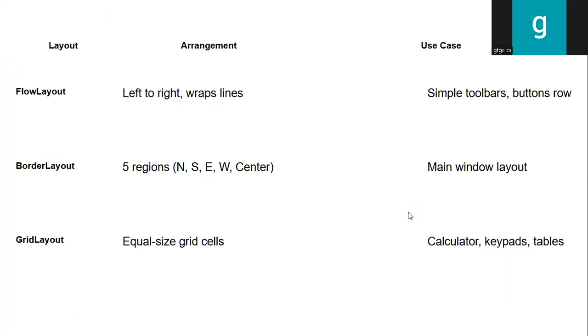Here is a summary of layouts, arrangement and use cases. First layout is flow layout, in which we arrange the components from left to right. Border layout has 5 regions: north, south, east, west, and center. Grid layout has equal size grid cells. As for applications, flow layout is used for simple toolbars and buttons, where we arrange button rows. Next, border layout application is the main window layout. Next, grid layout applications are calculator keypads and tables.